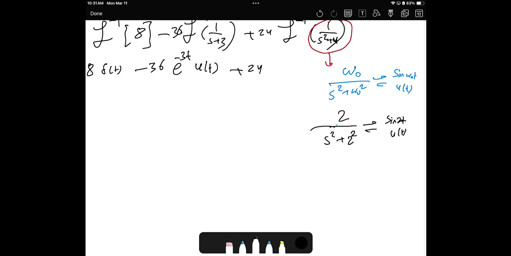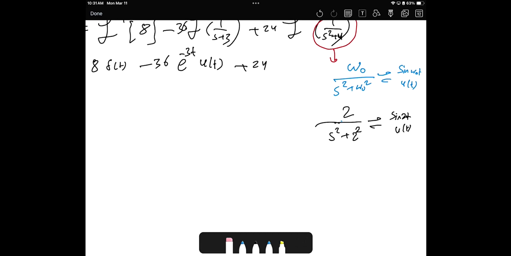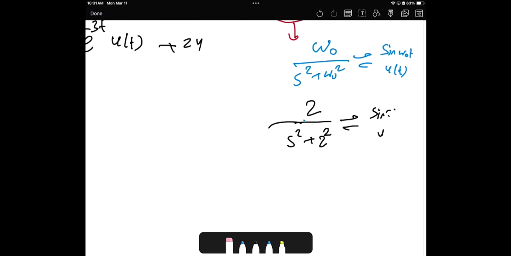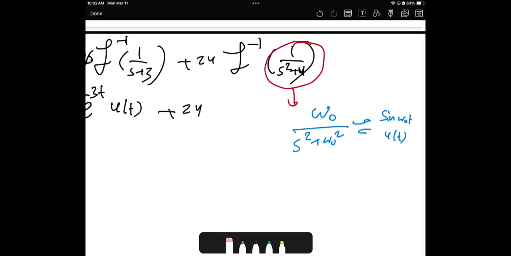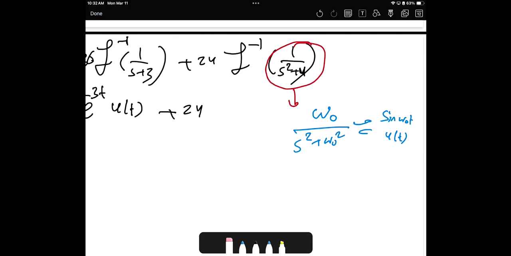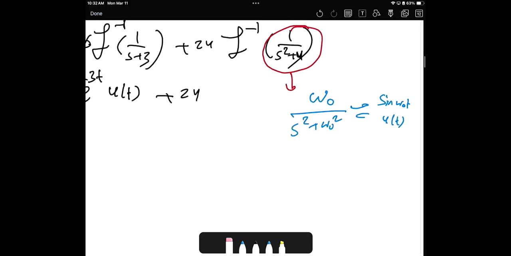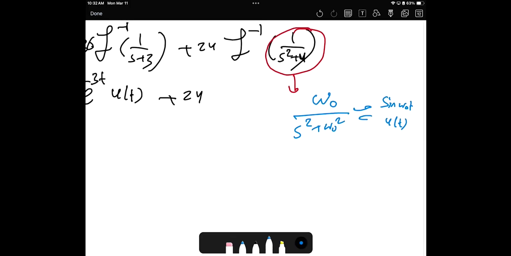That's how we can make it sine 2t. Again, I'm going to rewrite it to make sure that you understand this. So the initial thoughts with this expression, 2 squared will be 4, right? Then the initial guess, we will say it's sine 2t u of t. But let's think about sine 2t.